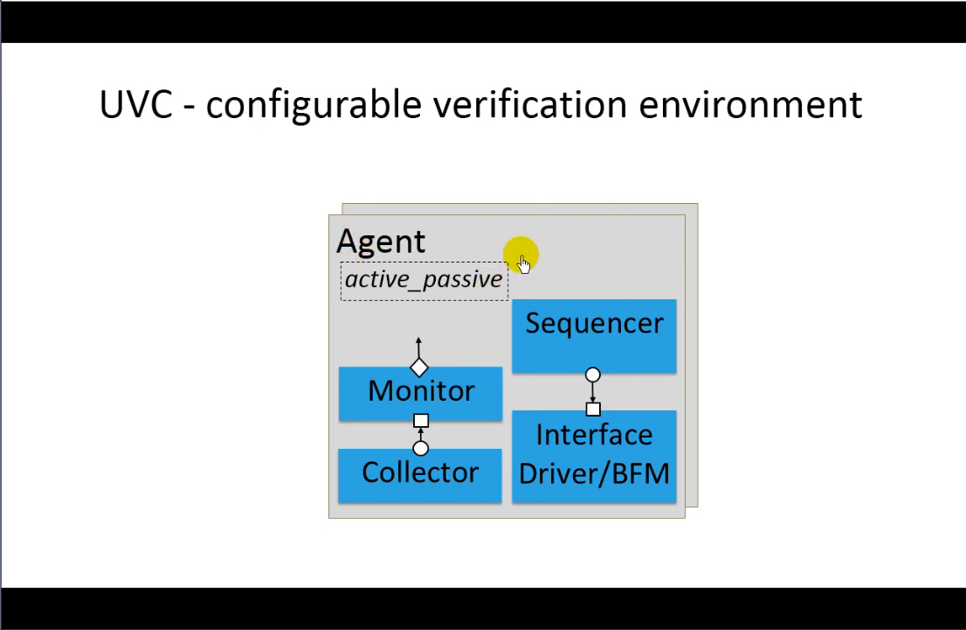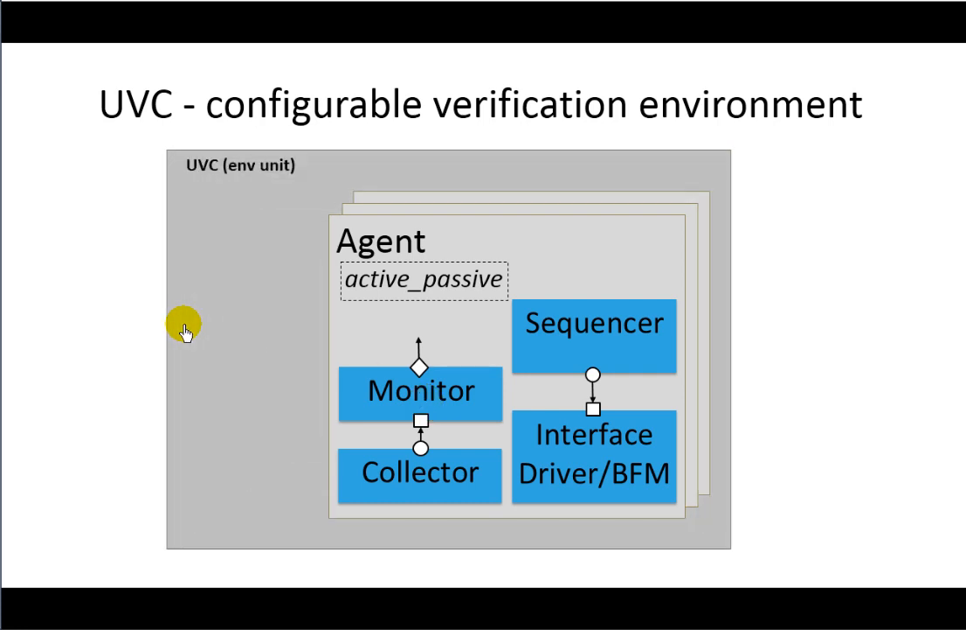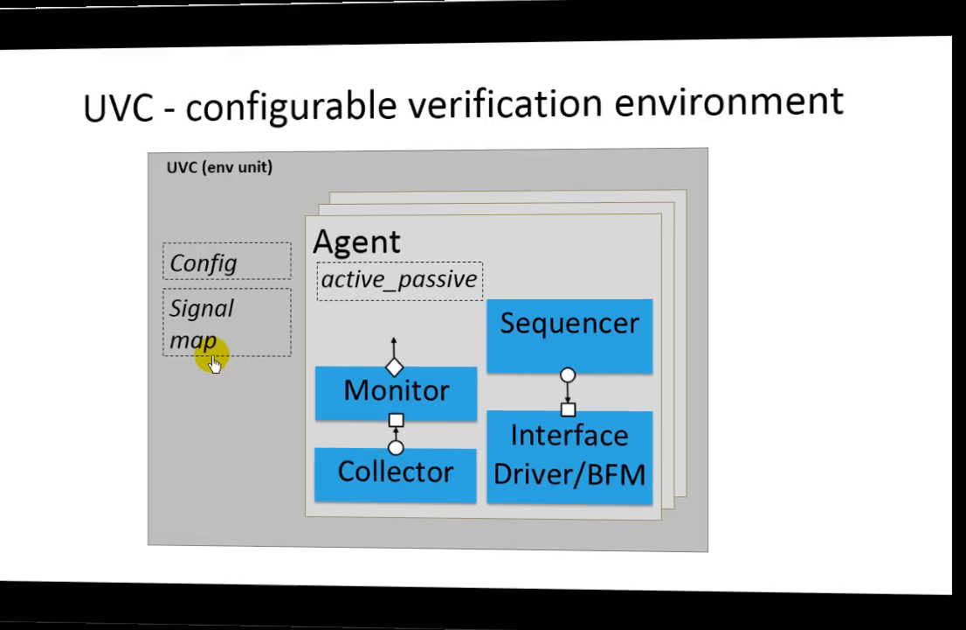control one interface. So it has something called a sequencer, which enables you to control what traffic is generated. It has a driver, which drives the traffic onto an interface, and it has monitors and collectors to observe what happens. In general, we have multiple agents, and then we have something called an environment container, which just collects all the agents. And there can be configuration and signal maps as well. So how does this apply to our example?